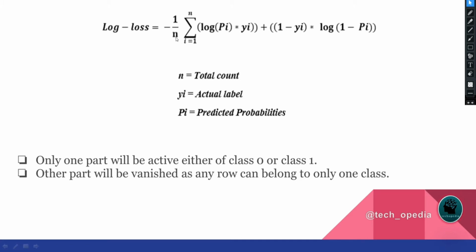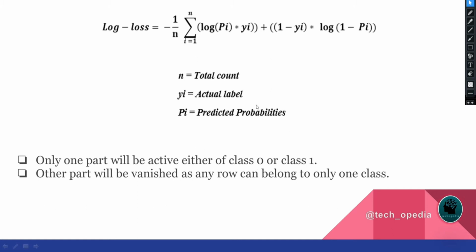1 upon n. This n is the total number of observations contained in our data set. Log loss will be calculated from i equals 1 till the number of observations contained in our data set. Log of p_i means predicted probabilities. Log of predicted probabilities into actual label. Actual label varies. In case of binary classification, actual label varies from class 0 or class 1.